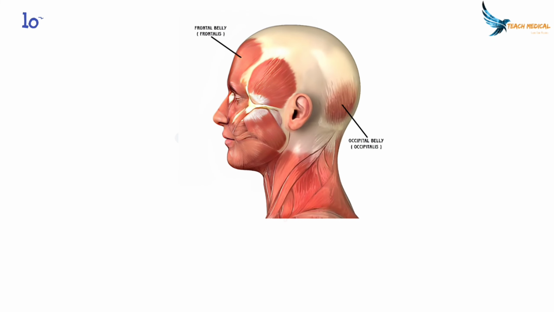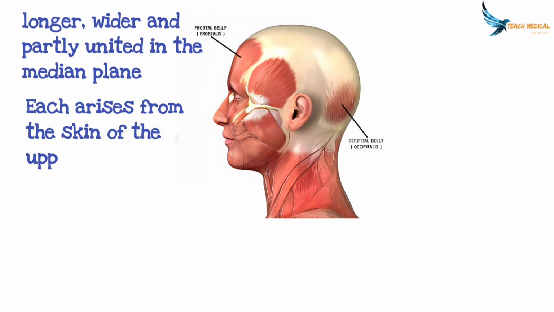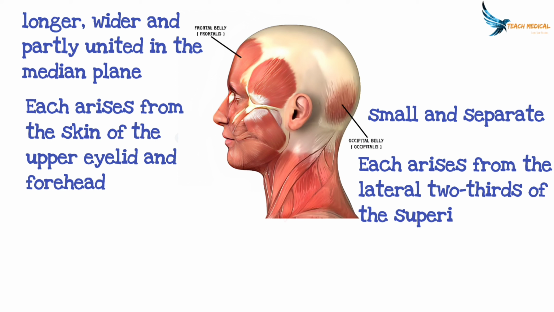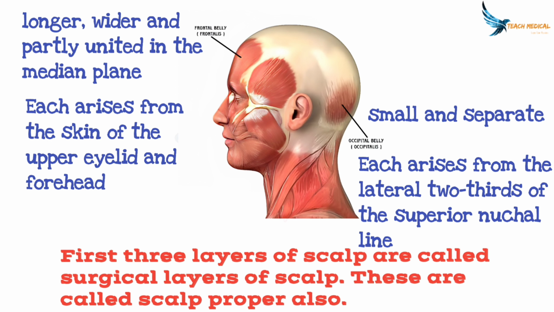The frontal bellies are longer, wider and partly united in the median plane. Each arises from the skin of the upper eyelid and forehead. The occipital bellies are small and separate. Each arises from the lateral 2/3 of the superior nuchal line. First 3 layers of scalp are called surgical layers of scalp. These are called scalp proper.